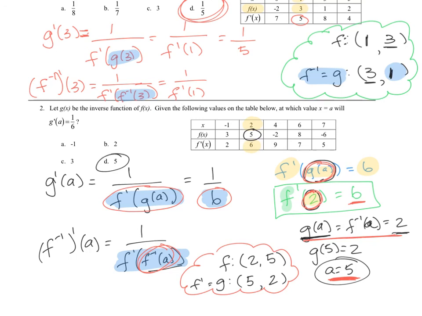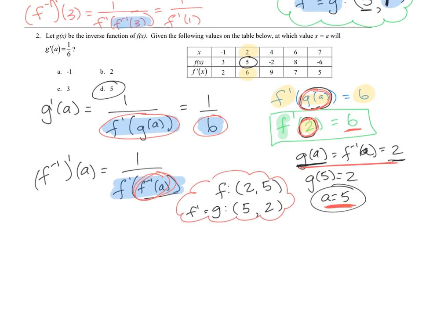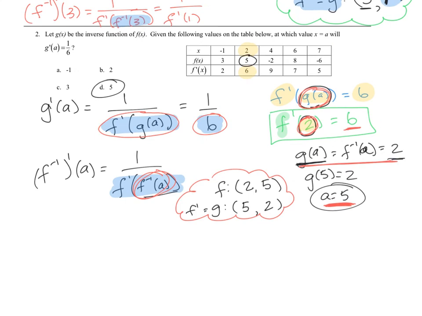Okay, so I can go back and check this. If I go back and check this, I would write g prime of 5. That's what we said a was, right? G prime of 5 would be 1 over f prime of g of 5. And again, you could use this with the f inverse. F inverse prime of 5 would be 1 over f prime of f inverse of 5.